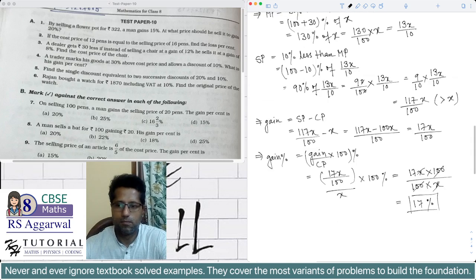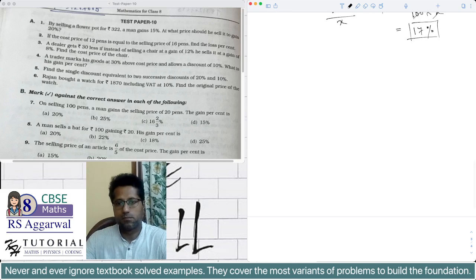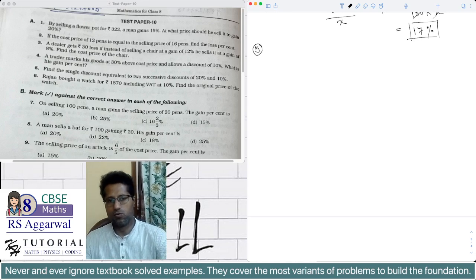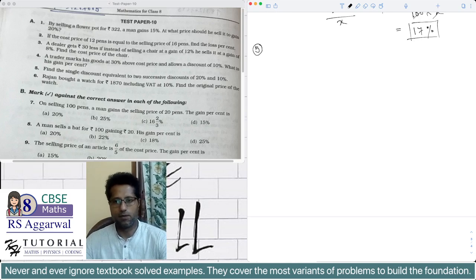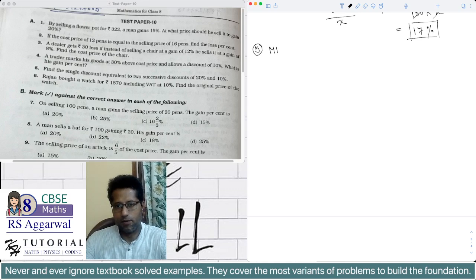Okay, let's do problem number 5. Find the single discount equivalent to two successive discounts of 20% and 10%. Discount. Okay, so we are having a concept of discount. So discounts are given on the mark price.